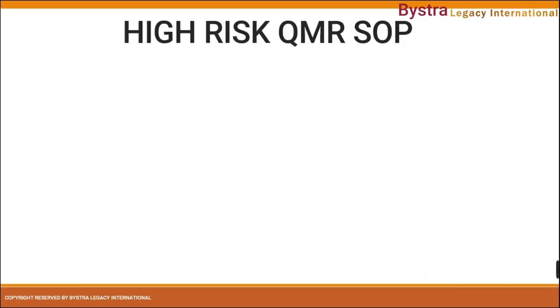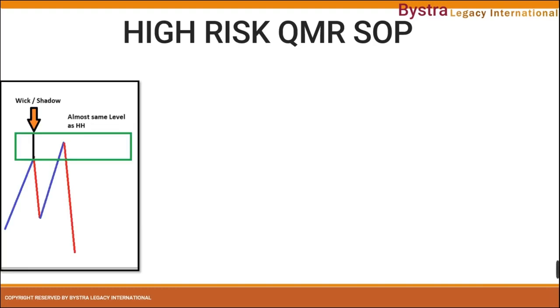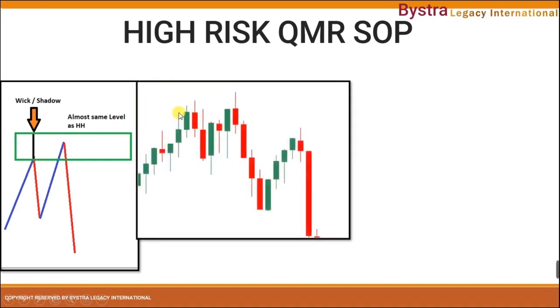Alright, let's look at some of the high risk QMR SOP. The first one is this. You can see here that the wick or the shadow of the left shoulder is almost the same level as the higher high, or even higher than the higher high. If we look at this sample, this is how it looks like.